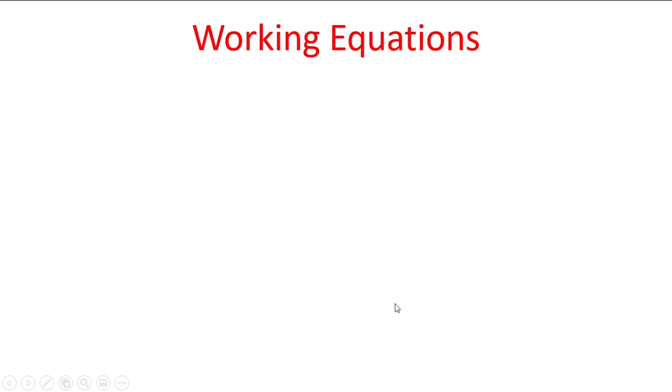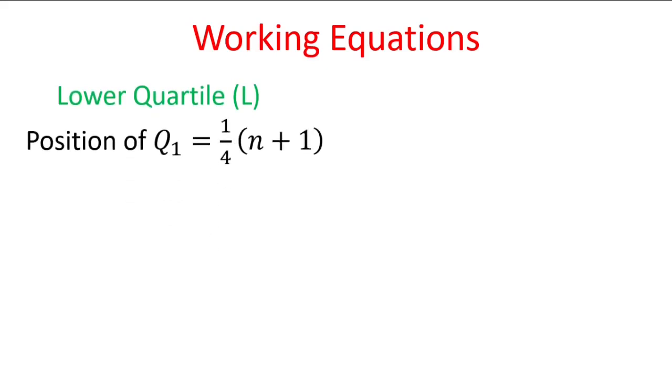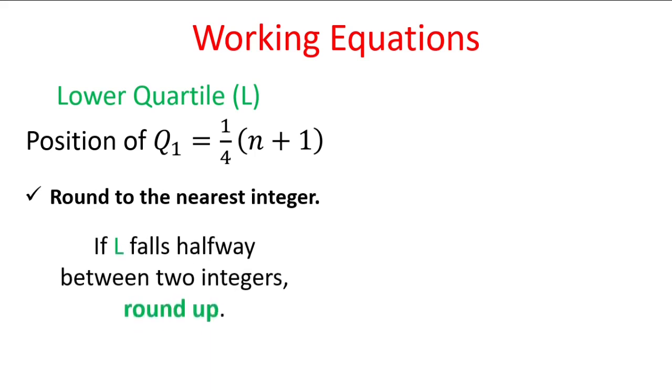Okay? So what is now our working equation? So let's begin with the lower quartile, or sometimes denoted as big letter L. So for the position of the first quartile, it is located at 1/4 of the quantity of n plus 1, wherein you have to round it off to the nearest integer. When your answer is in decimal, you have to round it to the nearest integer. Okay? If L, or the lower quartile, falls halfway between 2 integers, automatically you have to round up. So for lower quartile, round up.